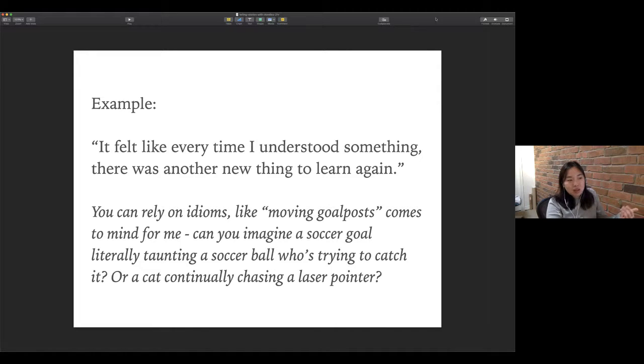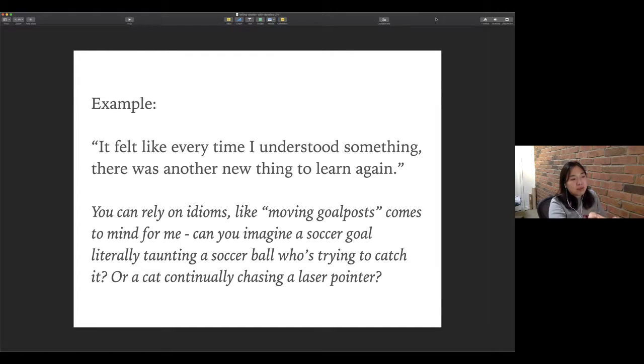Or the character can be the soccer player, and a goalpost who's saying, nah, you can't catch me, or something like that. Dialogue is totally your friend here. Dialogue, captioning, all of that is completely legit.